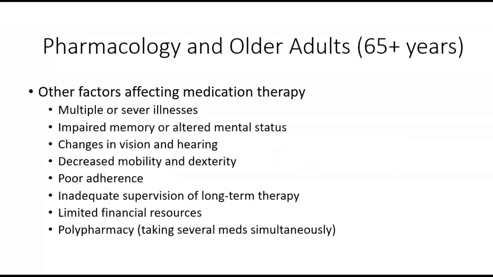Other factors affecting medication therapy for older adults: multiple or severe illness, impaired memory or altered mental status, changes in vision and hearing, decreased mobility and dexterity. So I can't read my pill bottle, my fingers don't work, my dexterity doesn't work to open my pill bottles. Poor adherence, inadequate supervision of long-term therapy, limited financial resources, and polypharmacy, which is taking several medications simultaneously.